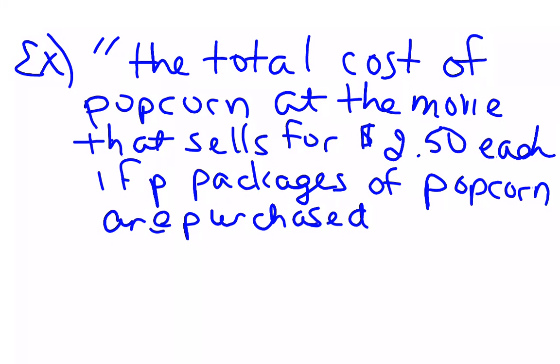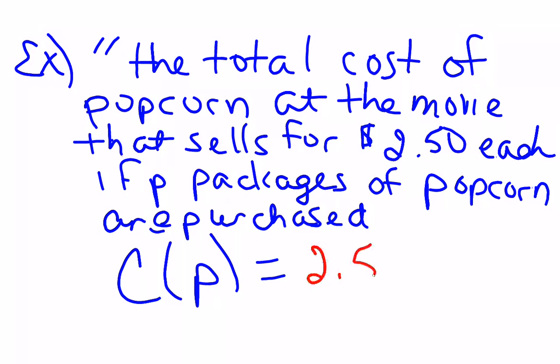So they gave us P, and we're talking about cost. So we're going to say C of P, and then the cost of popcorn at the movie that sells for $2.50 each. So each popcorn sells for $2.50. We sold P of them, so we're going to multiply. So it'd be 2.50P. Okay. Next example.